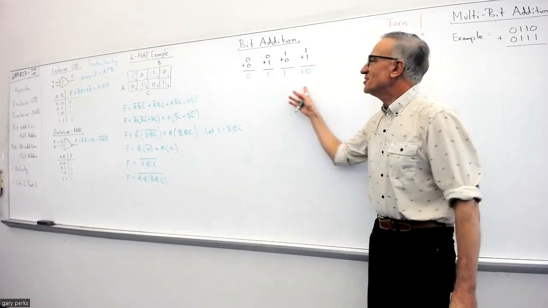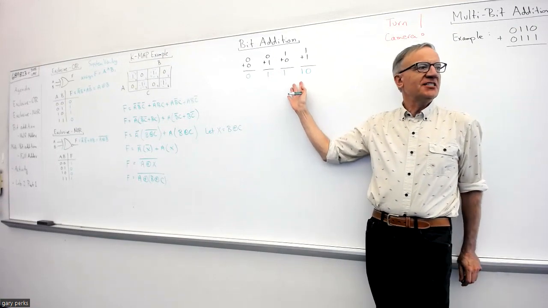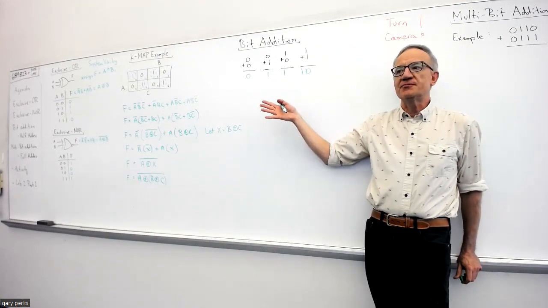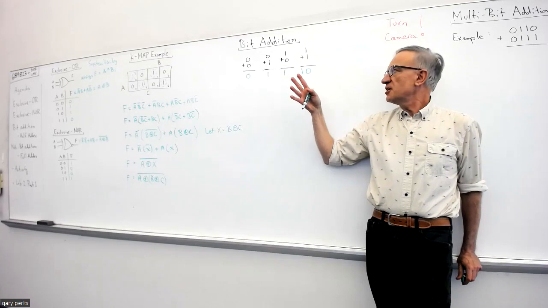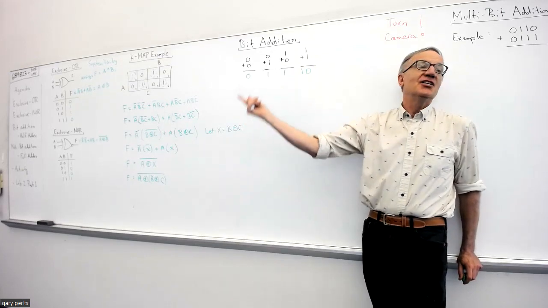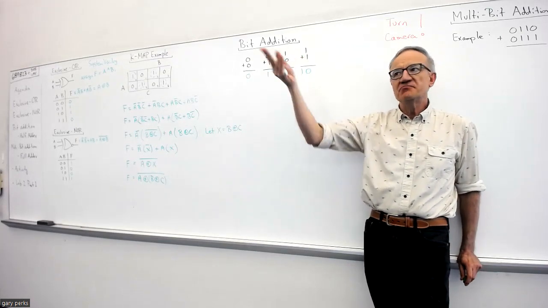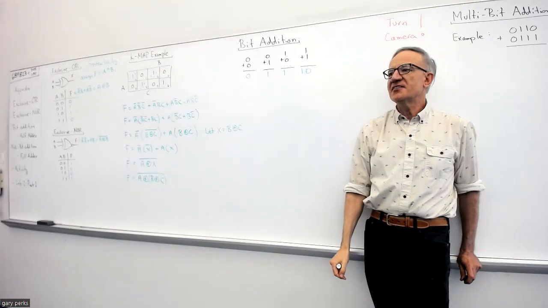Okay, but the next thing we're going to do is take these rules of bit addition and put them into a truth table. The reason we're going to put these rules into a truth table is because once you have a truth table, you can get a logic circuit from it. We talked about that the second class, I think.